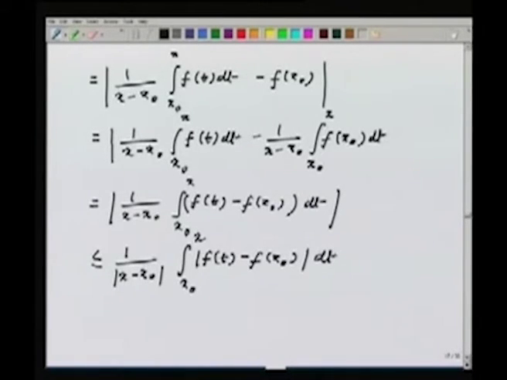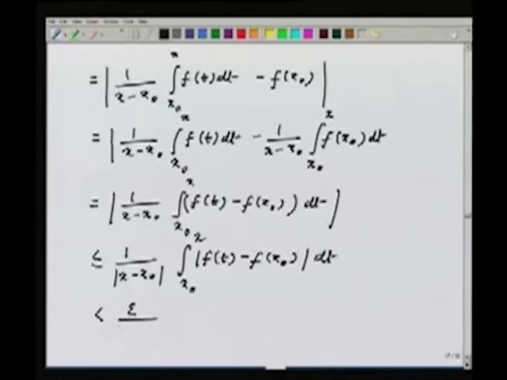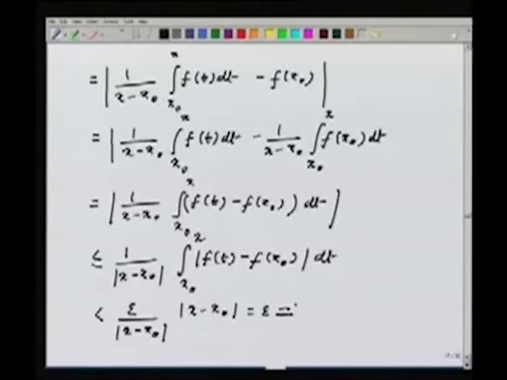Notice that t varies now in between x naught and x. So by the continuity criteria, modulus of f(t) minus f(x naught) is less than epsilon for all such t. So what I get is that this is less than epsilon times modulus of x minus x naught divided by modulus of x minus x naught. They cancel each other to produce epsilon. So this would then imply that g prime at x naught is equal to f(x naught).